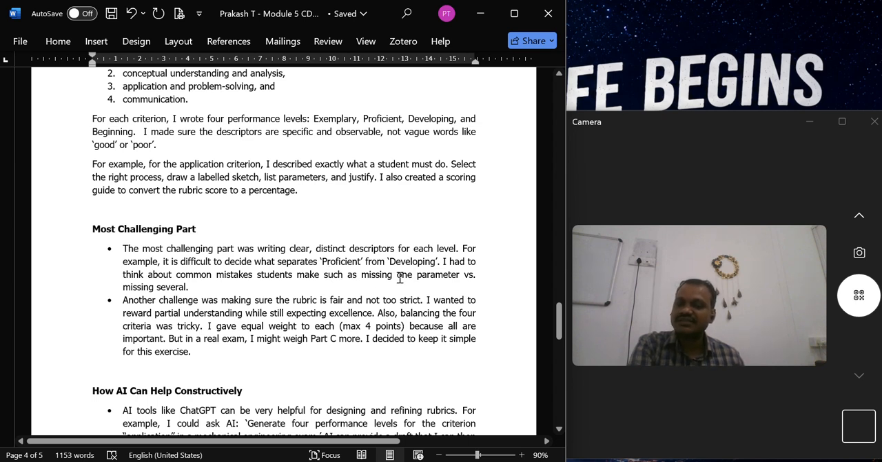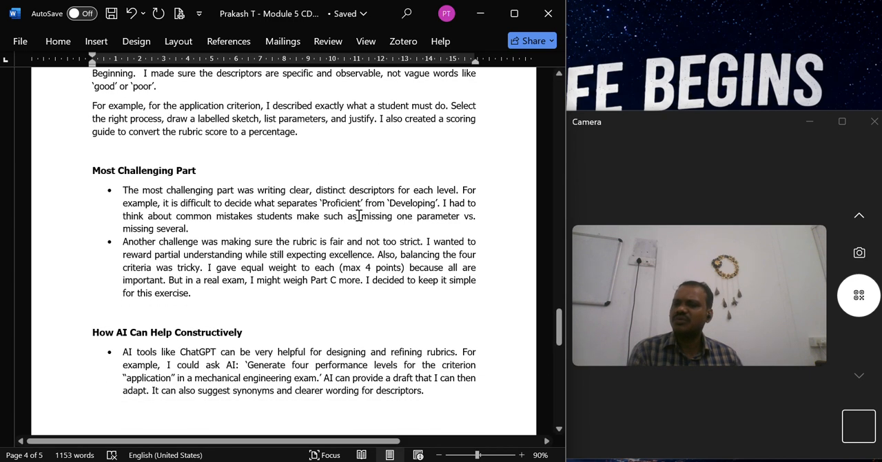Another challenge I face is whether the rubric is fair and not too strict. I wanted to reward partial understanding while still expecting excellence. Also, balancing the 4 criteria was very tricky. So I gave equal weight, maximum 4 points, because all are important. But in real examinations, I might give some more weightage to part C, since it's the apply level. So I decided to keep it simple for this exercise.